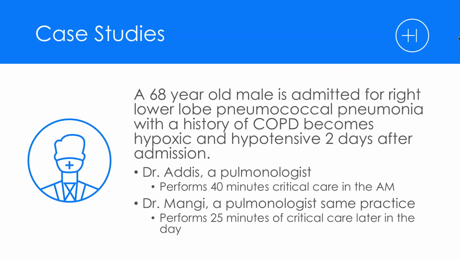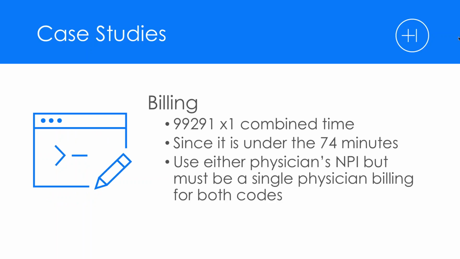All right, a 68-year-old male is admitted for right lower lobe pneumococcal pneumonia with a history of COPD. They become hypoxic, hypotensive 2 days after admission. Dr. Addis, who's a pulmonologist, performs 40 minutes of critical care in the AM. Dr. Mangia, a pulmonologist, the same practice, performs 25 minutes of critical care later in the day. And so what's going to happen with this? 99291 times 1 combined time, since it's under the 74 minutes, you use either physician's NPI, but it must be a single physician billing for both codes.